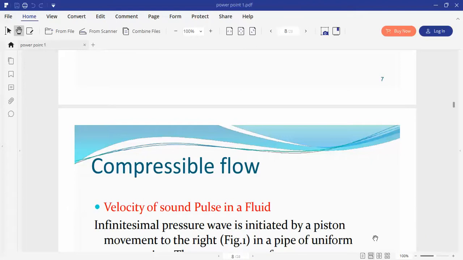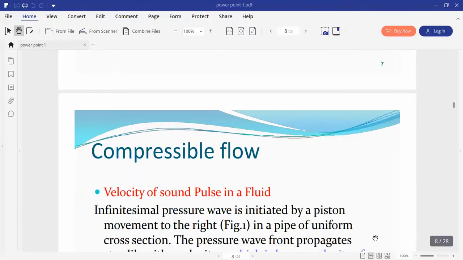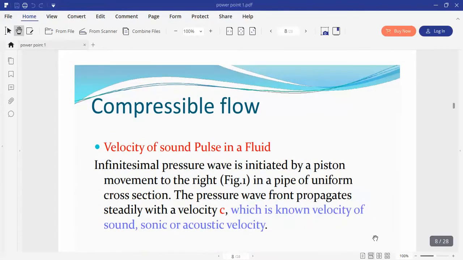Velocity of sound, pulses in a fluid. In this section, we can define the velocity of sound in gases and how it is determined. An infinitesimal pressure wave is initiated by a piston movement to the right, Figure 1, in a pipe of uniform cross-section. The pressure wave front propagates steadily with a velocity c, which is known as the velocity of sound, sonic or acoustic velocity.